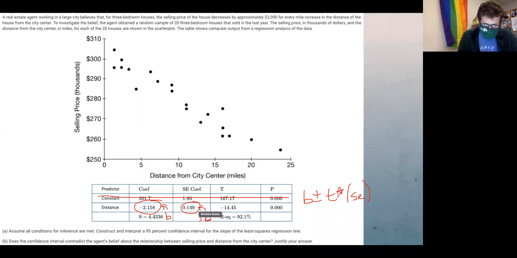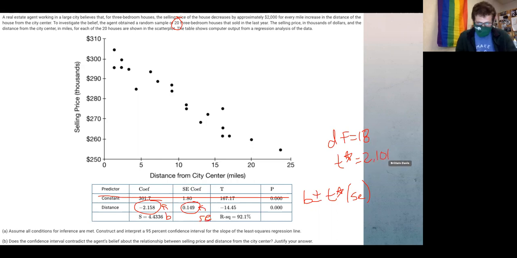and t star. So we have to look that up, but we have a random sample of 20. So it's going to be 18 degrees of freedom. And we're looking at a 95%. So 18 degrees of freedom, 95%. Looks like our t star will be 2.101. So we have the numbers to plug in. All right, you guys can find that. So I'm not going to actually do that.